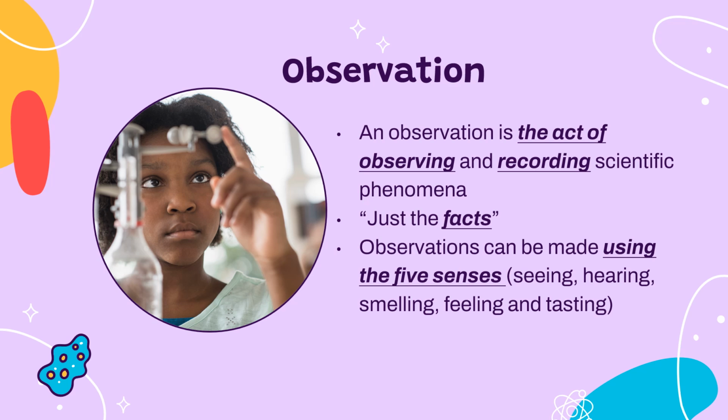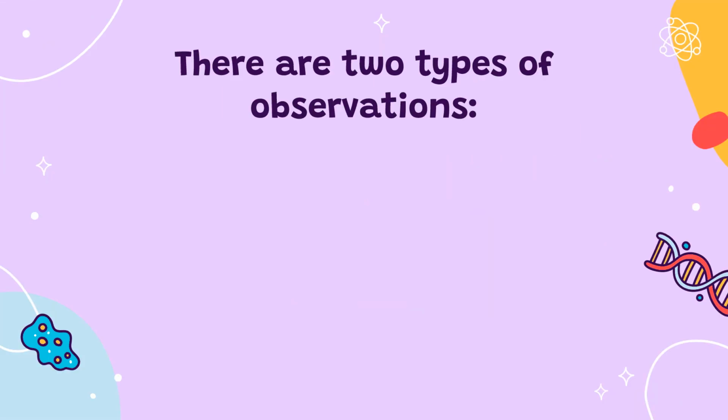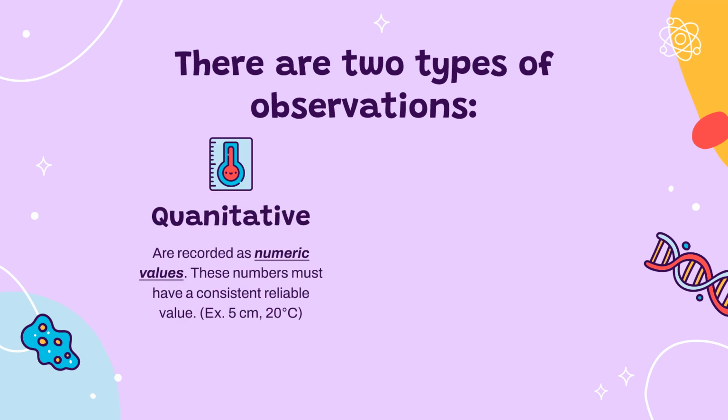The way that we can break this down even further is into two types of observations. The first type is quantitative. With quantitative, think quantity, so numbers. Quantitative observations are numeric values. So our examples down there are 5 centimeters, 20 degrees Celsius.